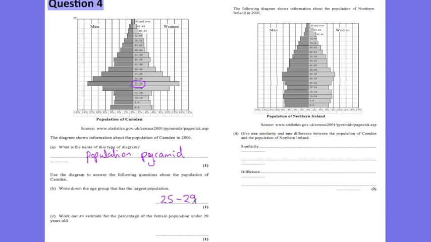We're then asked to work out an estimate for the percentage of female population under 20 years old. So looking here, we're looking on the women's side for the female population under 20. So this here, all of these bars. Now we need to estimate the population. It's not going to be precise because you can see here, we cannot see the exact percentages. Drawing a line up, we can see here, this here is 5. We've got 4, 5 and 6. All of the percentages are between 4 and 6.